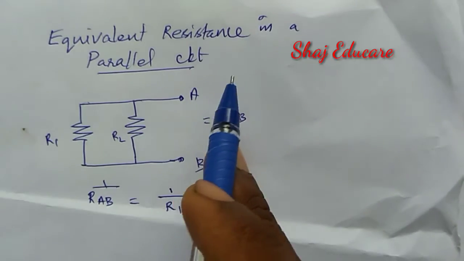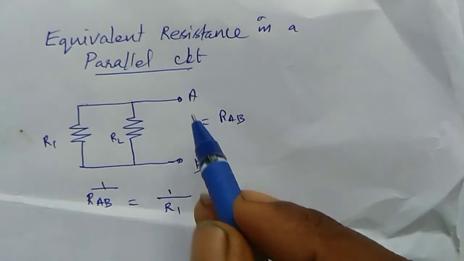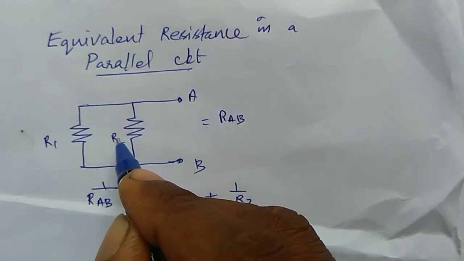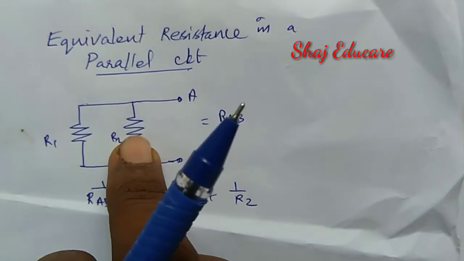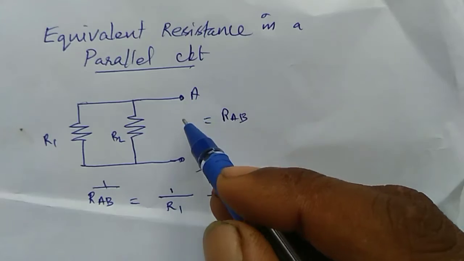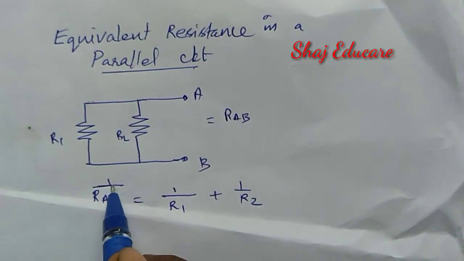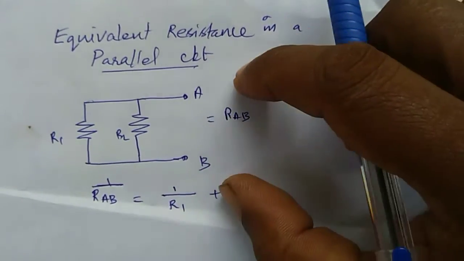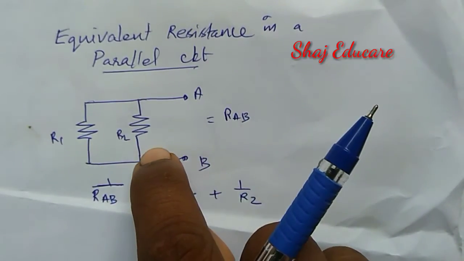Okay, this is the equation to find the equivalent resistance across a parallel circuit. Suppose we have two resistances R1 and R2, and they are connected parallel to each other. Then we are going to find the equivalent resistance across A and B. Then the formula can be written as 1 by RAB is equal to 1 by R1 plus 1 by R2.